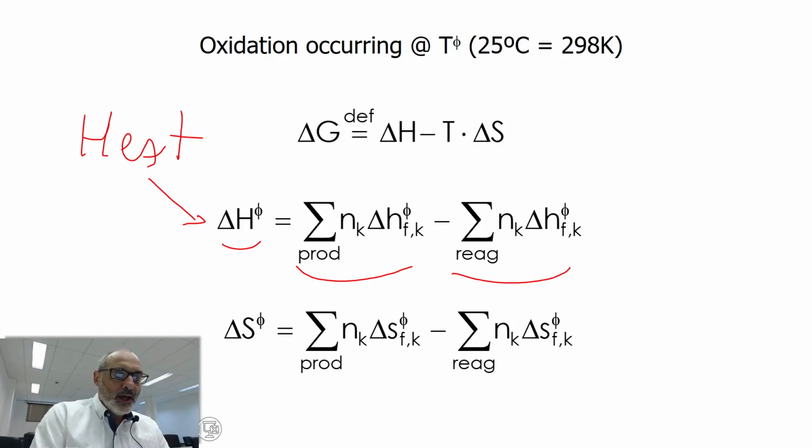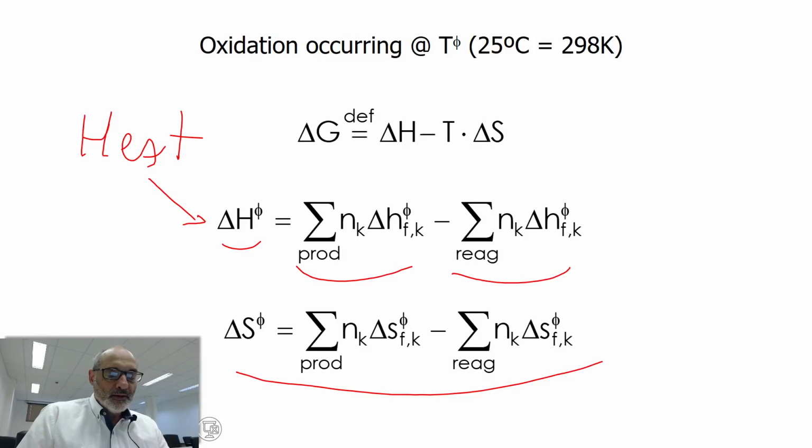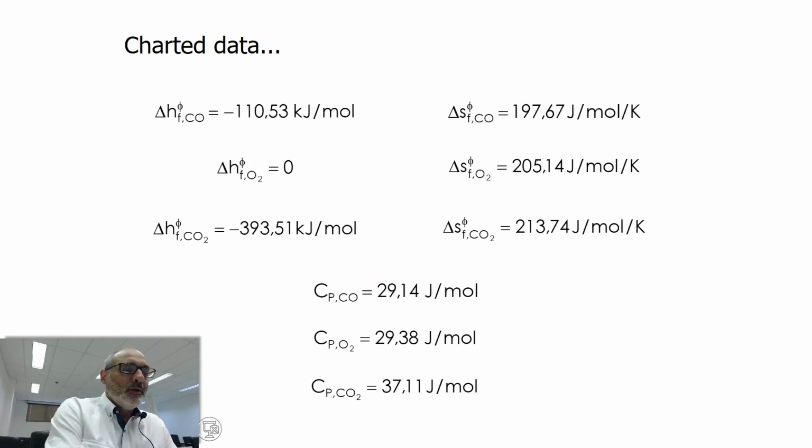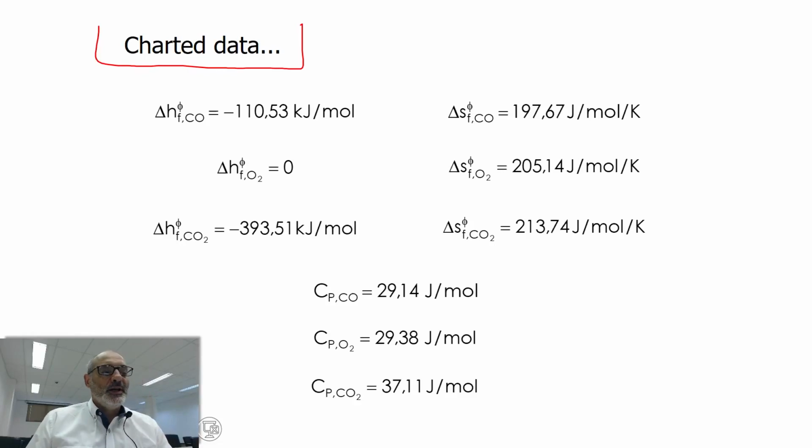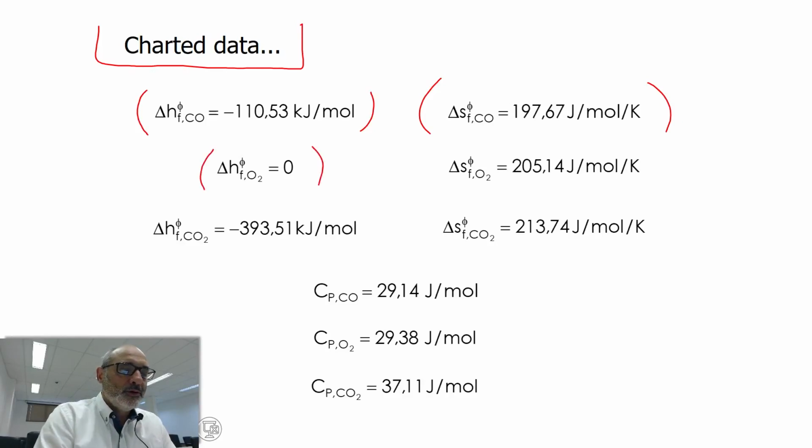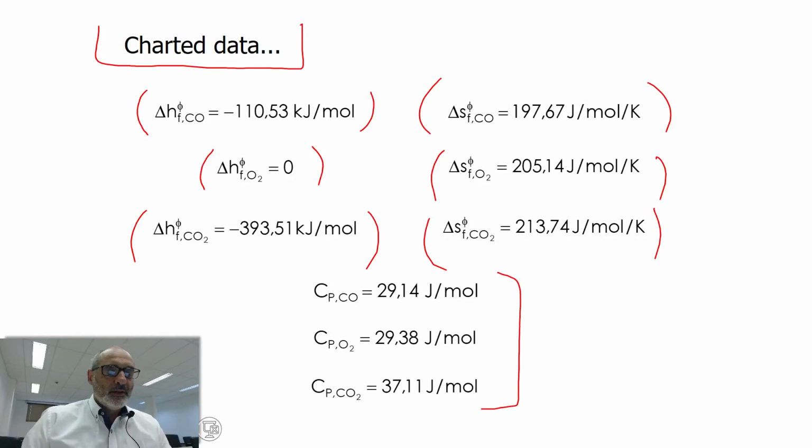Well, we also have this equation for entropies, okay? That's the same equation, and we're going to apply this. To apply these equations, we need some charted data. They are here. So formation enthalpy of CO is given here. These are simply charted data. Formation entropy of CO is given here. Then for O2 it is 0. This is entropy formation. Same for CO2, and we're going to need the specific heats of CO, O2, and CO2.